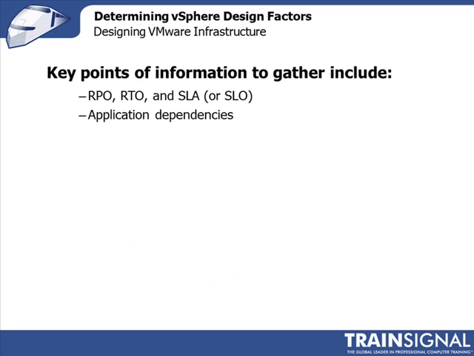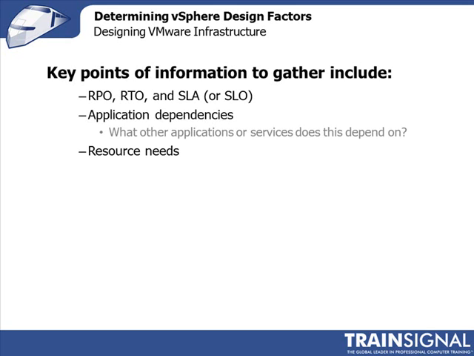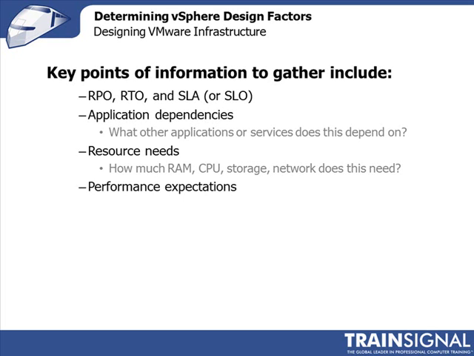Any application dependencies: what other applications or services does this application depend on, or what other applications or services are dependent upon this application? What sort of resource needs are there? How much RAM, CPU, storage, network do the various applications and services require? Are there cyclical periods where resource utilization increases, or are there periods when resource utilization is very, very low? What are the performance expectations? Some of this information may be wrapped up inside the SLA or SLO, but it's important to understand what does the business expect in terms of performance.